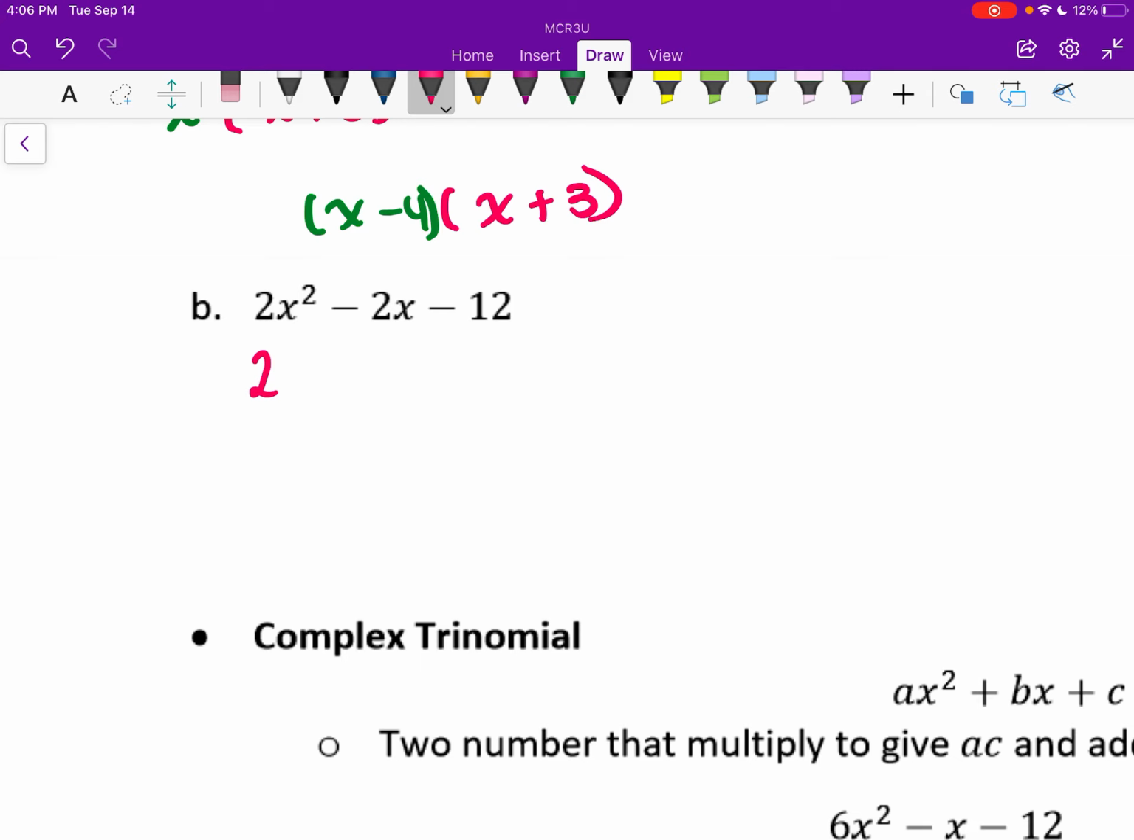So first things first, let's look at the greatest common factor. Our greatest common factor is 2, obviously not x, because this last one doesn't have an x. So important to remember that.